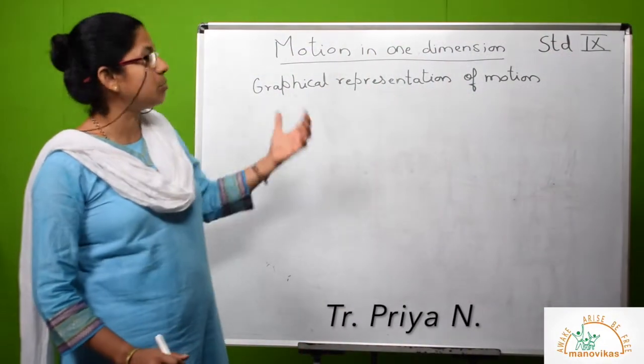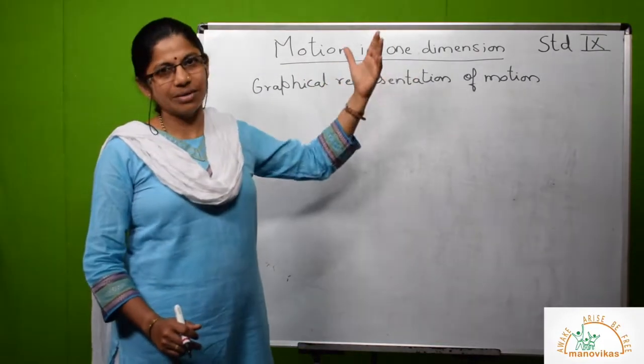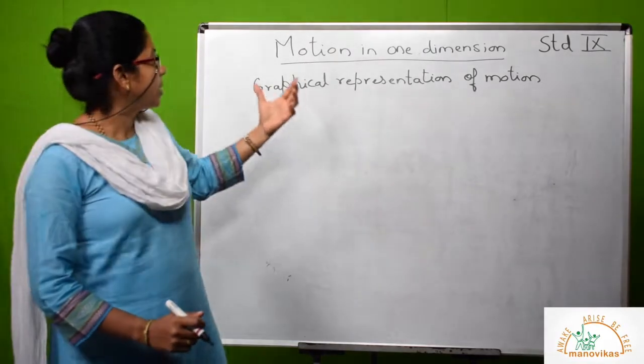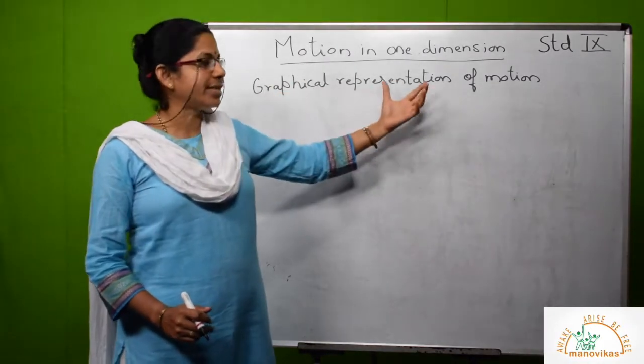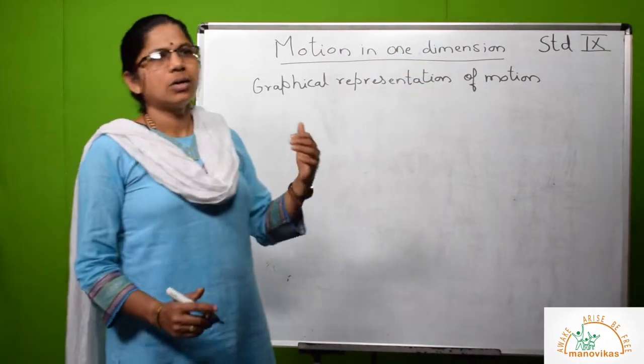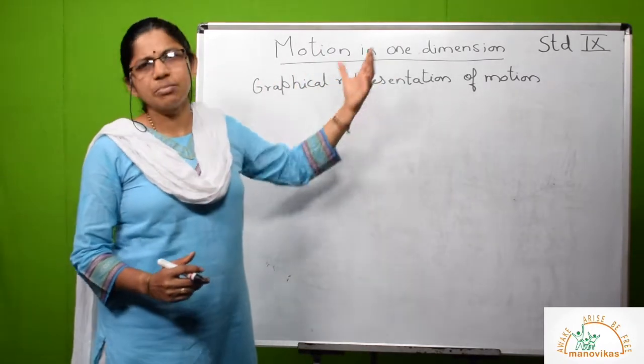All have learned about different terms related to motion in one dimension. Now, today I am going to continue and start with graphical representation of motion for the 9th standard. Now, what is the need of graphs in motion in one dimension?